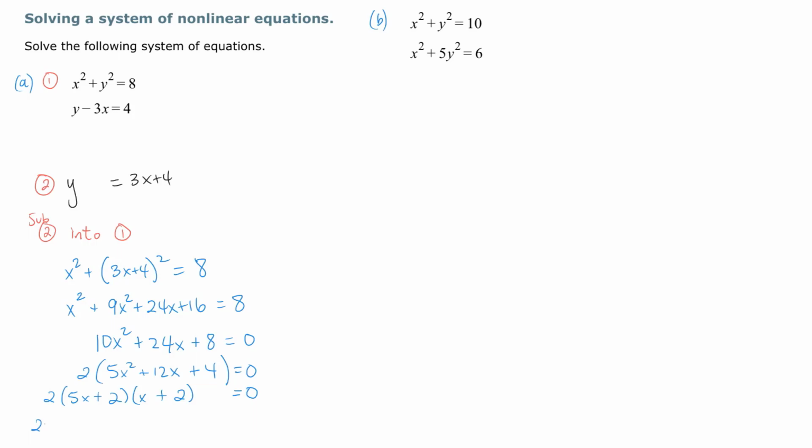Now 2 is a factor that's not equal to 0. However, we do get x equals negative 2 halves. I'm sorry, negative 2 fifths. Or we get what? x equals negative 2.